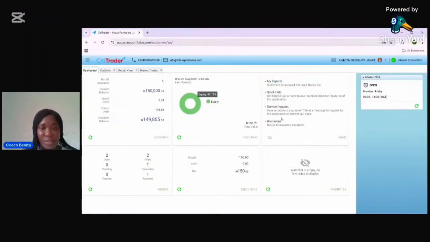You see from the dashboard that this is what I bought now. If you look at equity, it's telling me 97.18%. This is showing the total value of what I've bought so far. It's telling me that I have two opened offers. I have two filled. The two filled are the Jais and the cement that I bought. It means I still have two opened, one rejected, one cancelled. This is how much I've used to buy today. Okay, bought 150.60. Let's check my portfolio.